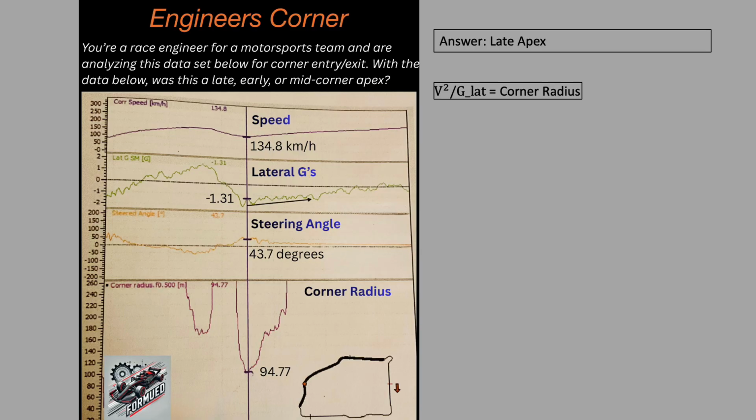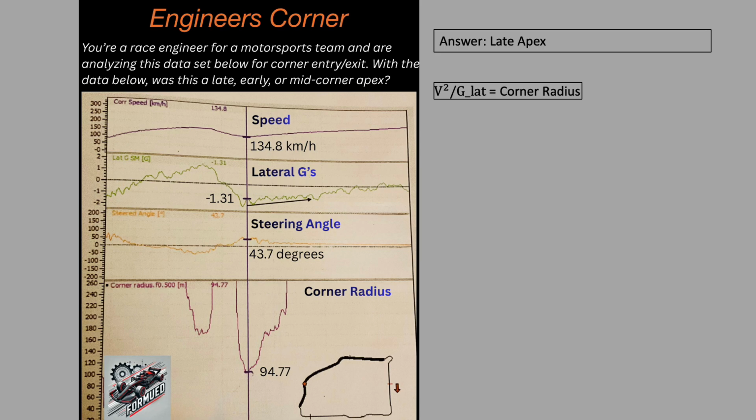So I'm diving into the question that covers the telemetry data from a vehicle on a track, going through a turn. And I've asked the question of, is this a late, early, or mid corner apex? So the answer was a late apex.